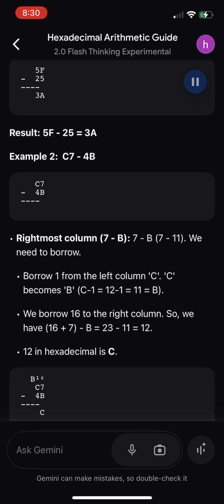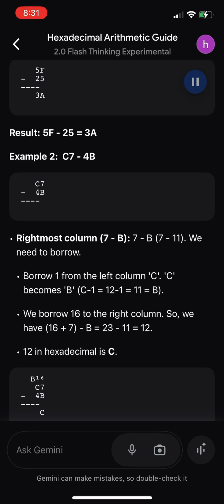Example 2: C7 minus 4B. Rightmost column, 7 minus B, 7 minus 11. We need to borrow. Borrow 1 from the left column, C. C becomes B. C is 12, minus 1 equals 11, which is B. We borrow 16 to the right column. So we have 16 plus 7 minus B equals 23 minus 11 equals 12. 12 in hexadecimal is C.